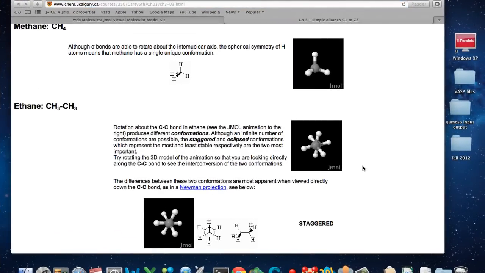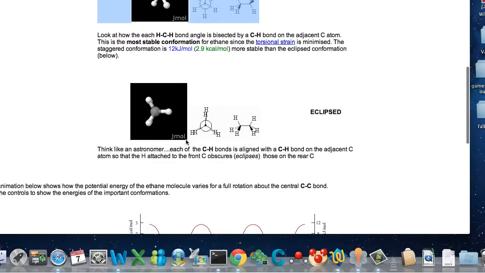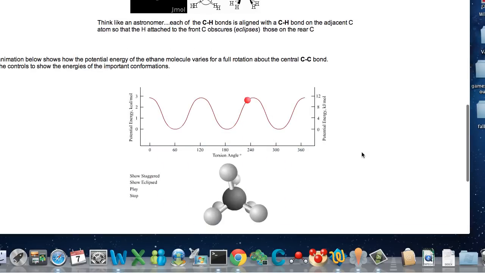For example, here's ethane in a staggered form. If you look down the 2,3 bond, the hydrogens are staggered relative to each other. It also has eclipsed ones that you can rotate around, so all the extremes are here. And it has an animation of this process. So for example, you can imagine rotating around a C-C bond.